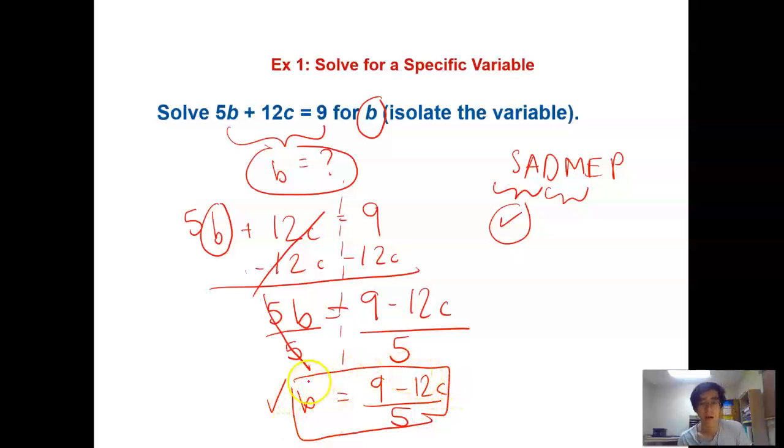Do you guys see how I have this variable by itself? I just shuffled some of the terms around to get that variable b by itself. So that's how you do that type of problem.